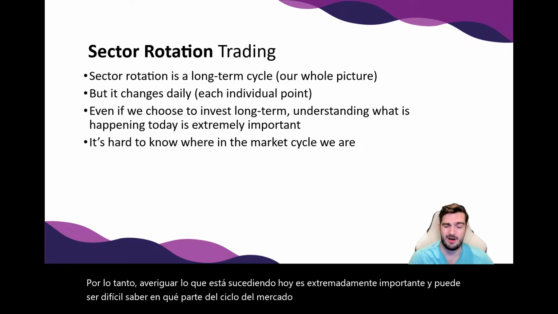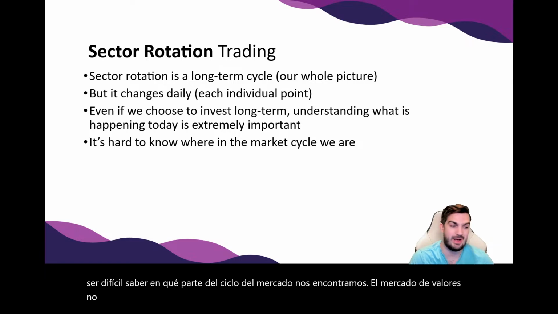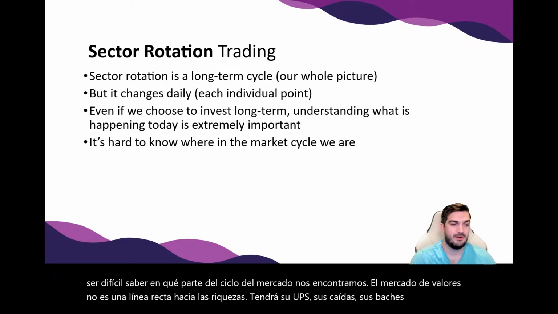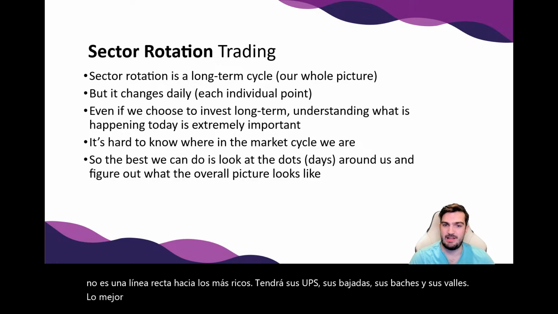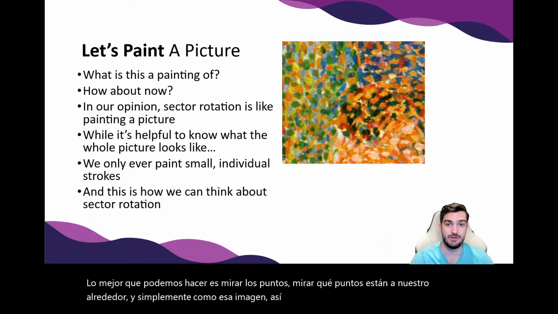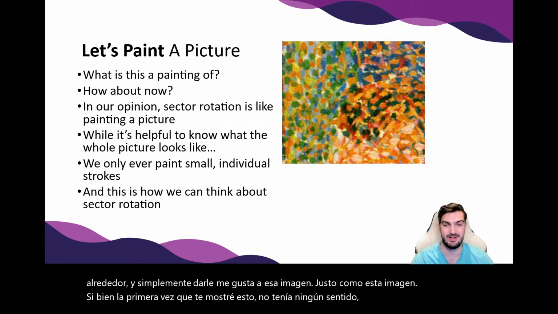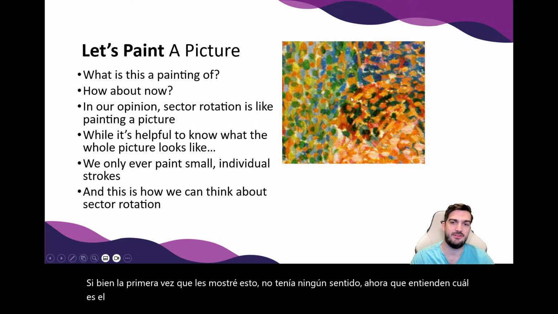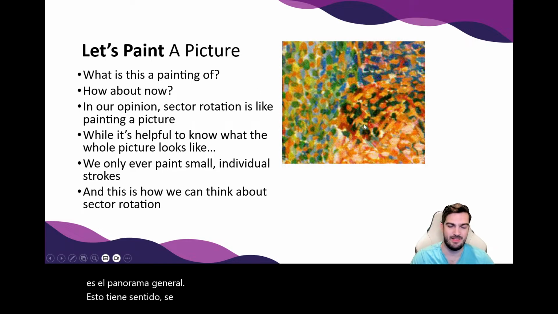The stock market is not a straight line to the riches. It will have its ups, its downs, its bumps, and its valleys. So the best thing we can do is look at the dots. Look at what dots are around us. And just like that picture, just like this picture, while the first time I showed this to you, it made no sense at all. Now that you understand what the big picture is, this makes sense. You can tell me that's the background, that's some hair, and that's a shiny forehead.